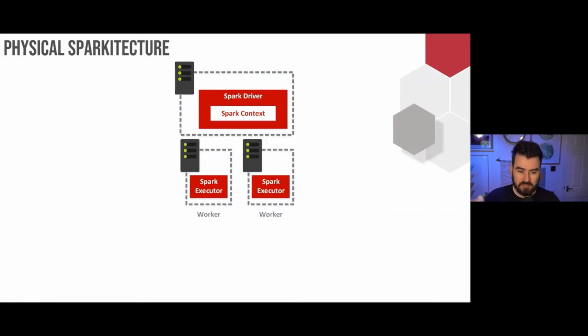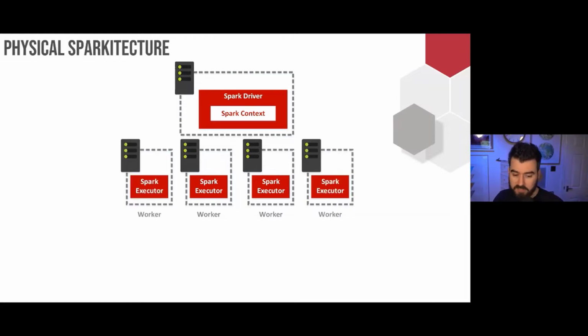On that driver, you'll see this thing called a Spark context, and it's this context that interacts with our workers and helps us distribute data, okay? And so this is a very small cluster. You could scale this cluster up to be 4 workers. It could be 50, it could be 6,000. It really depends on what your requirements are and also what your limits are.